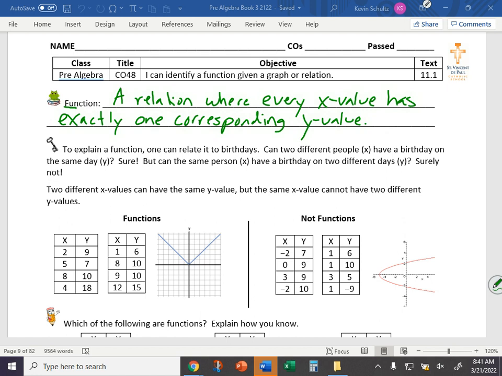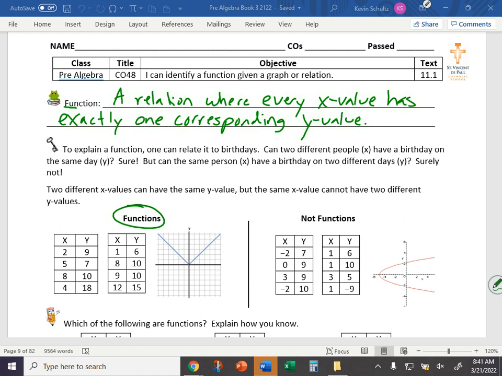Okay, so let's take a look at what I mean. These three relations here, I've identified for you as functions. And what you want to look for here is as you look down the x values of the table, when x is 2, what is y? 9. When x is 5, what is y? 7. When x is 8, what is y? 10. When x is 4, what is y? 18. Okay?